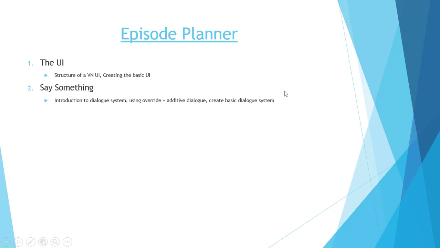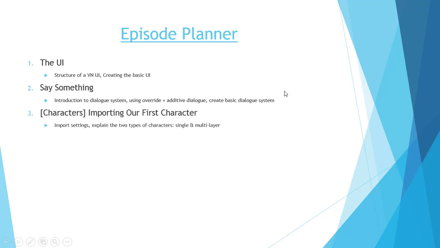And the next episode is going to be, we're starting on our characters. This is going to be very quick. We're just importing the first character for this episode. I'm going to show you guys the import settings on that and explain the 2 different types of characters that can be used in a visual novel. Those will be single and multi-layer characters, and we'll explain that in the video.